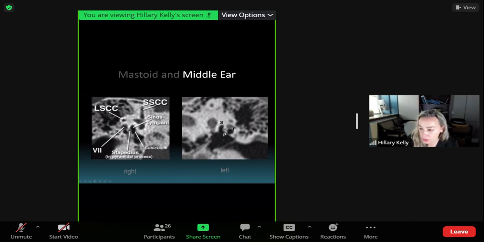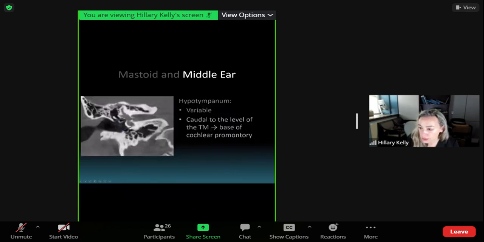So the largest air-filled space is the mastoid antrum. As you come down towards the middle ear, now we're starting to see the ossicles. We're in the epitympanum, right? We're getting that ice cream cone look. There's your antrum, and there's your additus ad antrum. Again, that's just the passage or communication between the epitympanum and the mastoid antrum.